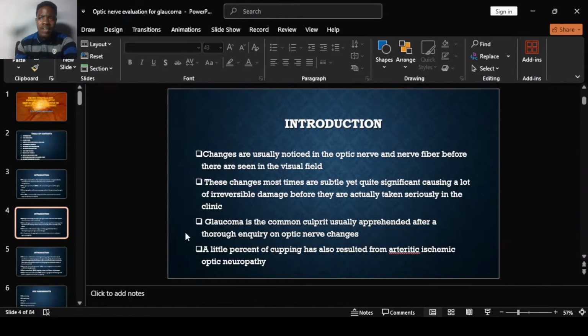Most times, because of our race, we are Africans, and our locality, glaucoma is a major, or one of the common culprits every time we are assessing the optic nerve head for changes. But that does not mean that glaucoma is the only pathology that causes optic nerve head changes. A little percentage of cupping has also resulted from arteritic ischemic optic neuropathy.